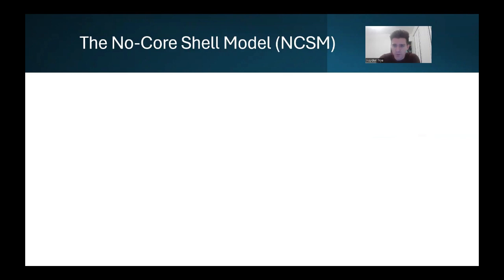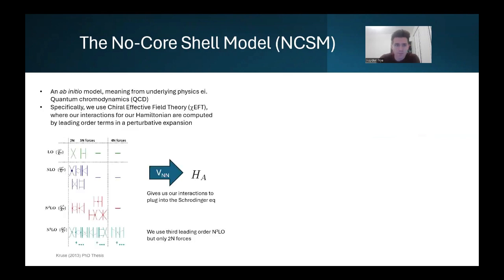For our study, we use the no-core shell model, an ab initio model, meaning that it uses underlying physics to describe nuclear structure. Specifically, we use something called chiral effective field theory, where our interactions are derived from leading order terms in a perturbative expansion. Basically, this gives us our two-body interaction forces that we can plug into our Hamiltonian, and then we can solve our Schrodinger equation with that.